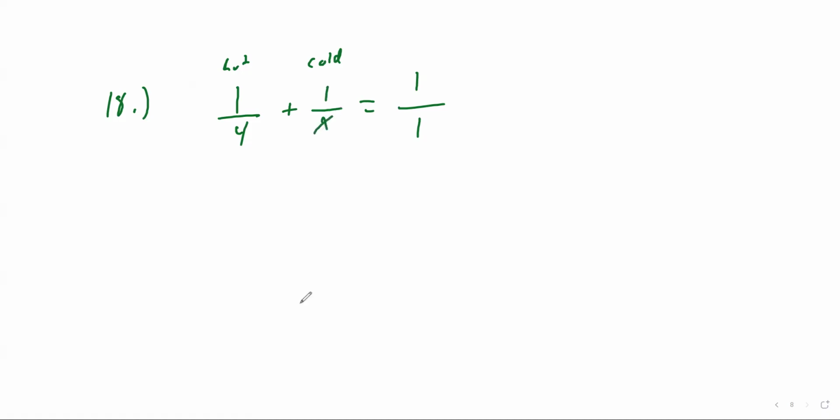So now there's my mystery. I don't know how long it would take cold on its own to fill it up, if I know that hot would take 4 minutes and together it takes 1 minute. So there's how you set it up. The least common denominator in this situation is just 4x, because 1/x is going to be times itself. So I'm going to multiply everything by 4x.